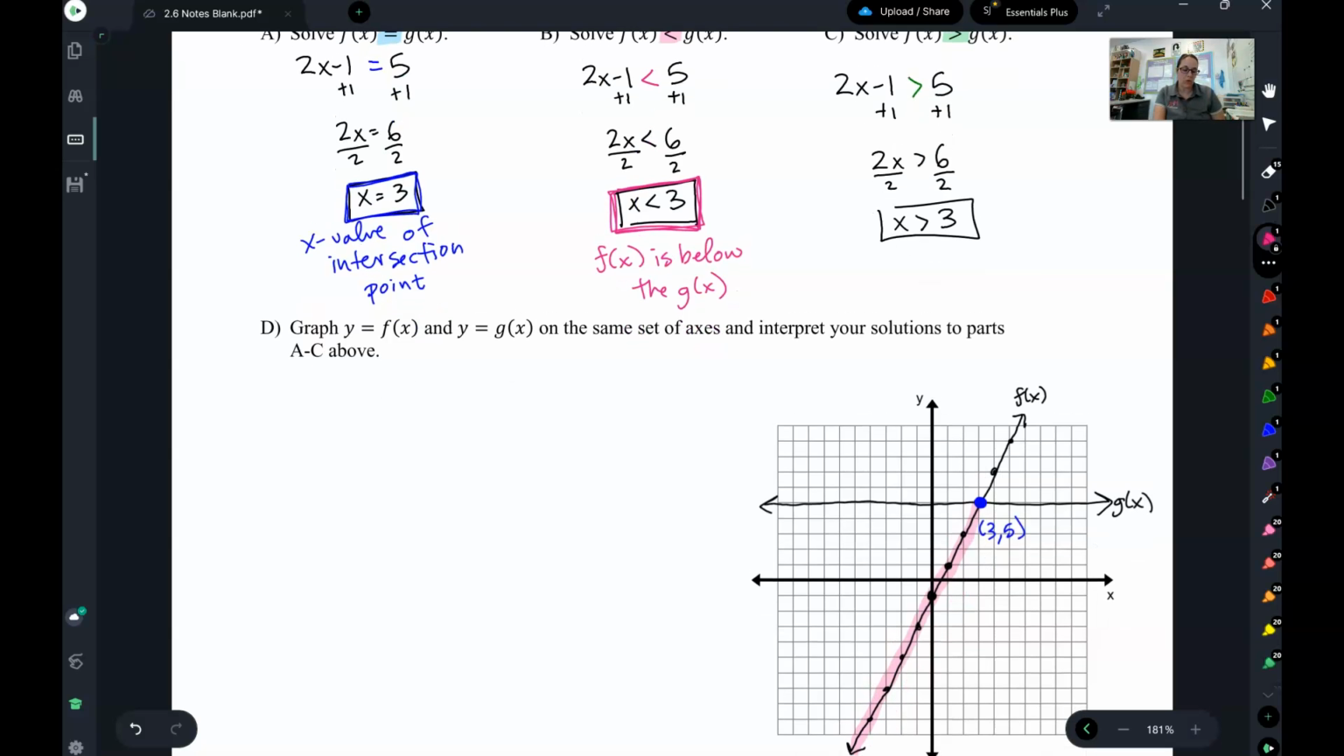So now we talk about greater than. If we look at x greater than 3, so that's this section of the graph, greater than 3.